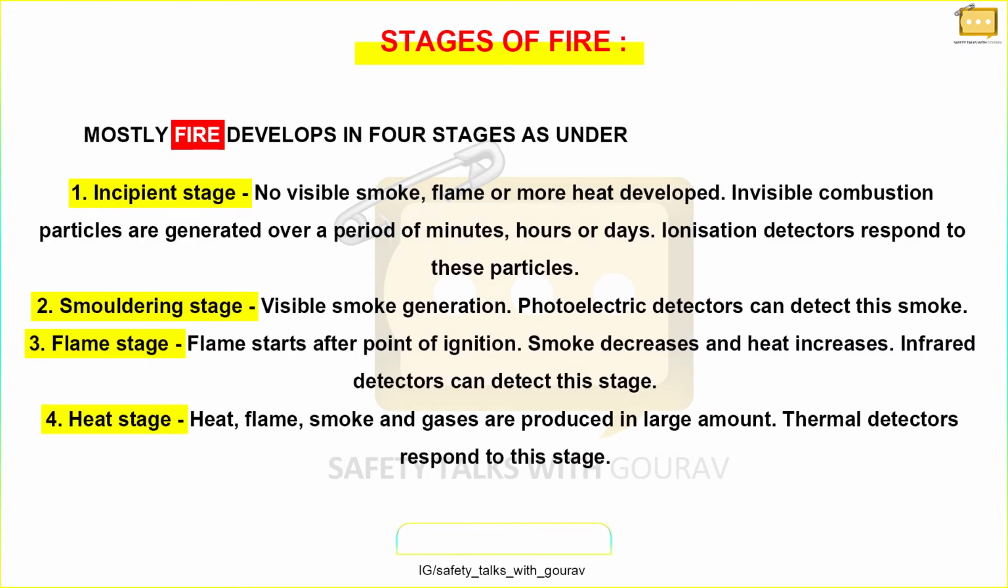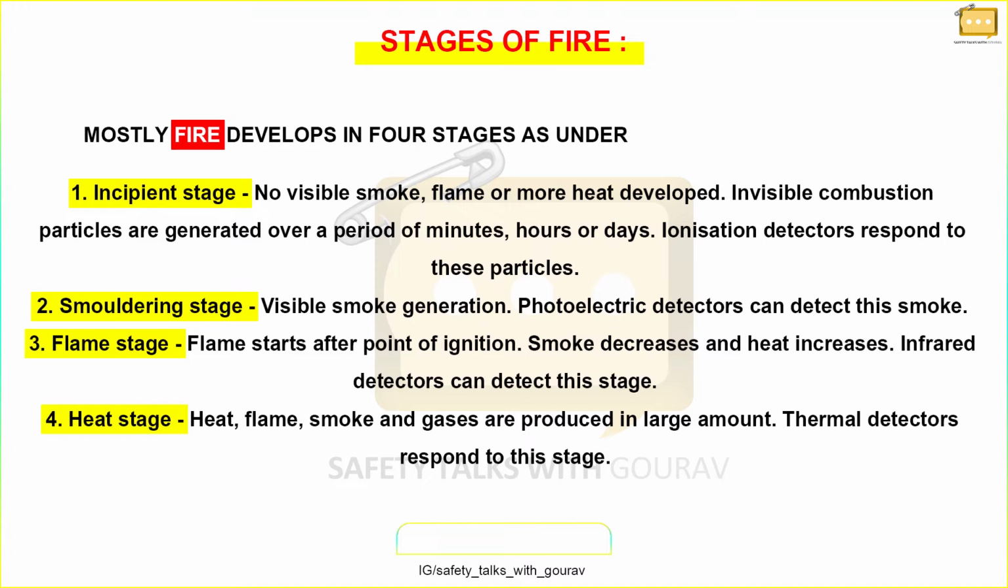Now let's discuss the stages of fire. Mostly fire develops in four stages. The first is the incipient stage, second is the smoldering stage, third is the flame stage, and the fourth is the heat stage. In the incipient stage, no visible smoke, flame, or much heat is developed. Invisible combustion particles are generated over a period of minutes, hours, or days. Ionization detectors respond to these particles.